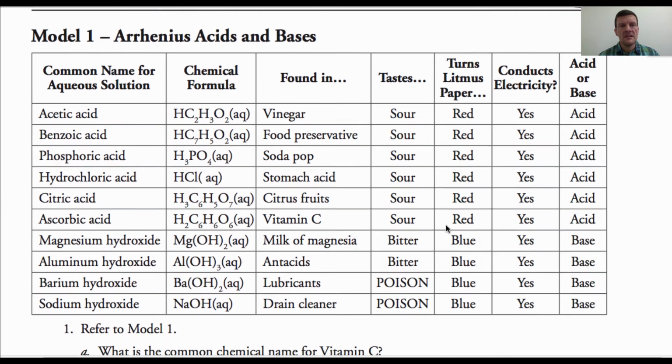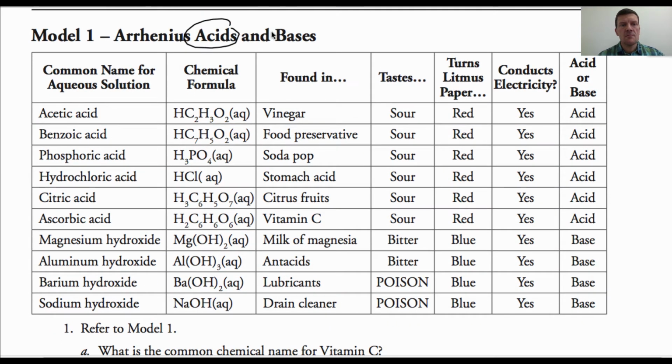Model 1, we're going to be looking at acids and bases, and in particular how acids and bases are defined according to a scientist whose name was Arrhenius, and we're going to be looking at how they are defined as they are put into an aqueous solution. This is how Arrhenius defined them.